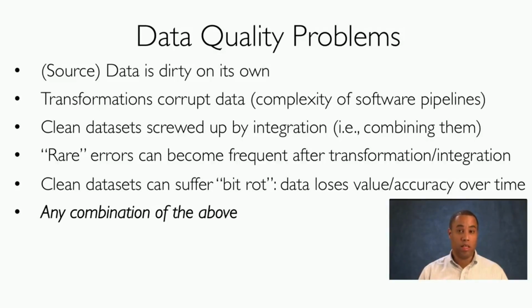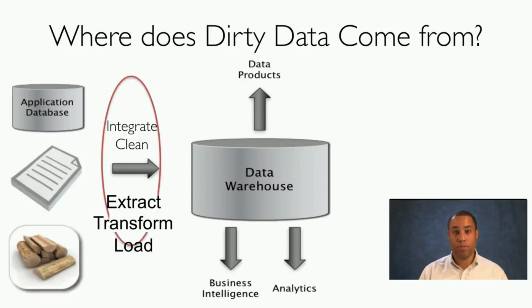And even a clean data set can suffer from bit rot. That's data that loses either its value or accuracy over time. Or any combination of the above can cause data quality problems. So again, looking at the big picture, where does dirty data come from? It can come from the extract, transform, and load process where we have to deal with integrating data from multiple different data sources such as application databases, files, and logs. We need to clean this data when we move it into our data warehouse.